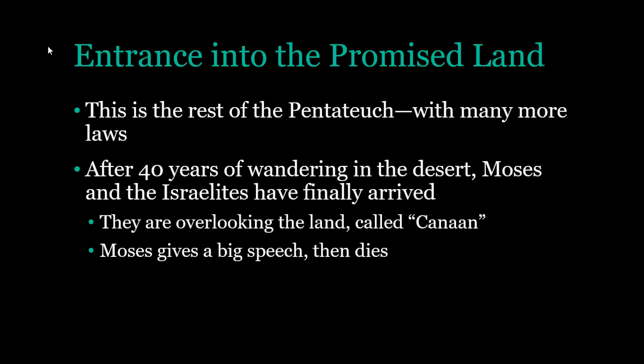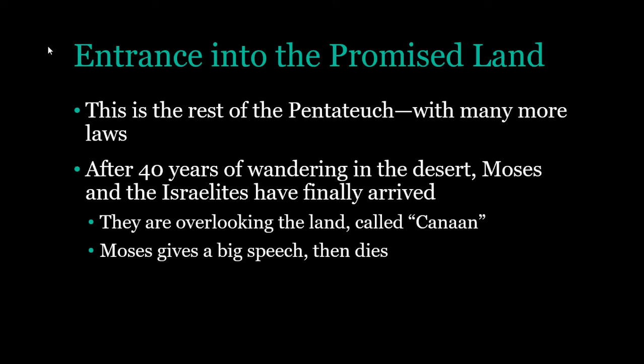After 40 years of wandering in the desert, Moses and the Israelites have finally arrived to the promised land. And this is actually the land that Abraham and his descendants were originally in, right? This is going all the way back to Jacob and his sons. Including Joseph, this is where they lived until Joseph was sold into slavery in Egypt, and we all know how that plays out, right? So they're finally back after 40 years of wandering in the desert.